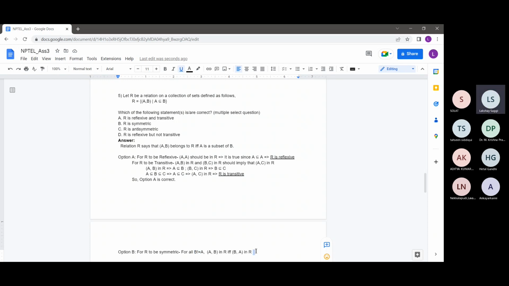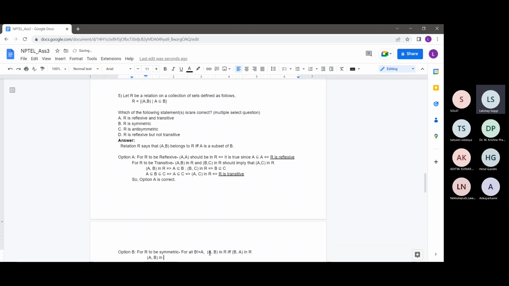So I hope I'm making sense, guys. So this should hold. Let's just check whether this holds or not. Let's say (A, B) is in R. So (A, B) is in R. What does this mean?